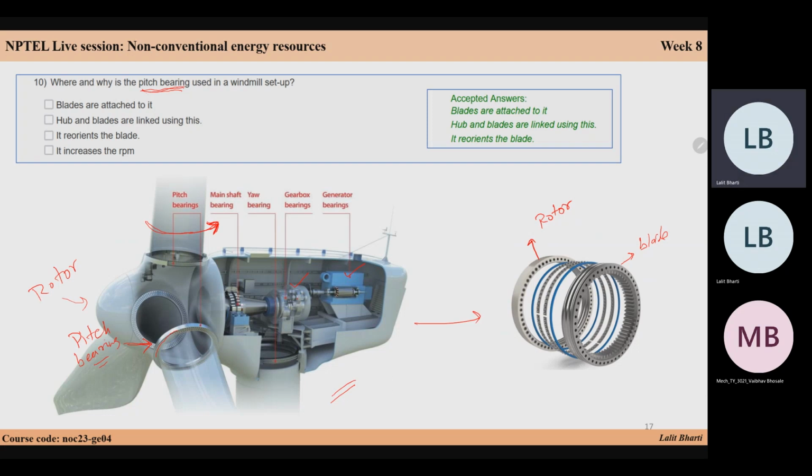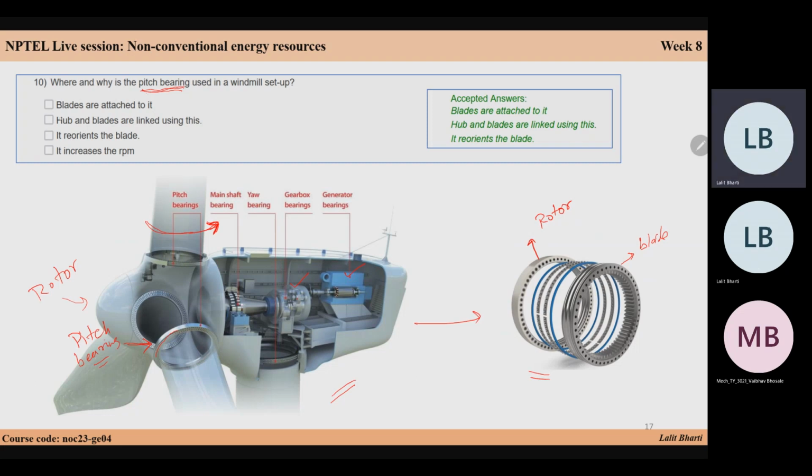So you have to make a system of multiple rings so that these blades are free to move. According to the direction of wind, the direction of airflow, the blades will adjust themselves, and it should also be adjusted externally to get the maximum drag or maximum efficiency for rotation. So basically these are the pitch bearings.